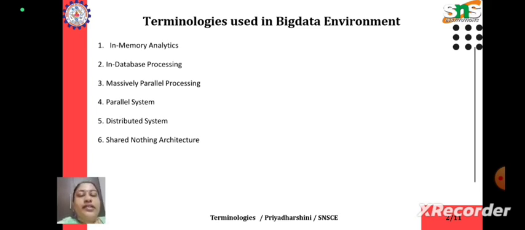These are some of the terminologies used in big data environment: in-memory analytics, in-database processing, massively parallel processing, parallel system, distributed system, shared nothing architecture. Let us see them one by one.